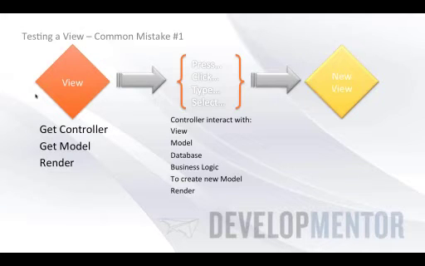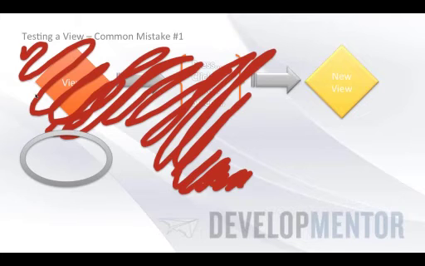And these are really much more integration tests, which is not what we're doing right now. What we want to do is a unit test. And that means we need to get rid of a lot of this stuff. We're only going to focus on getting the model and getting the view. Sorry about that. So we're going to get the model and we're going to render it.